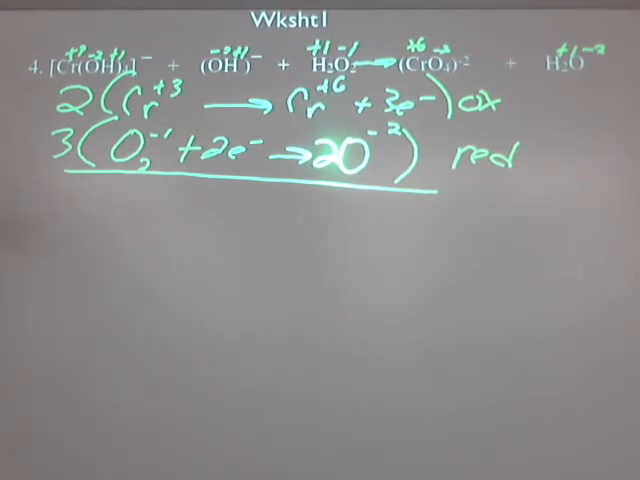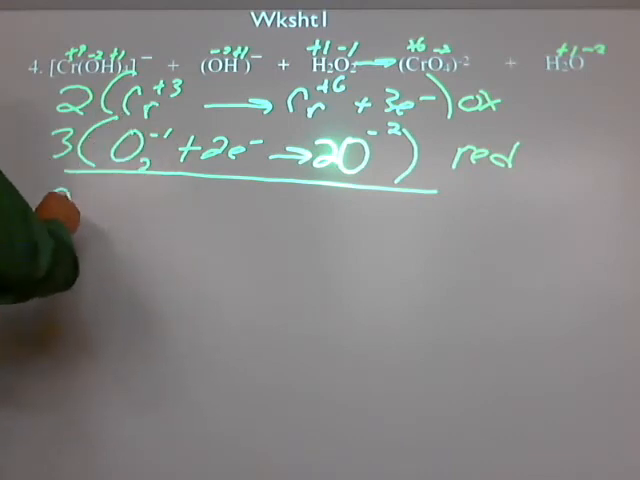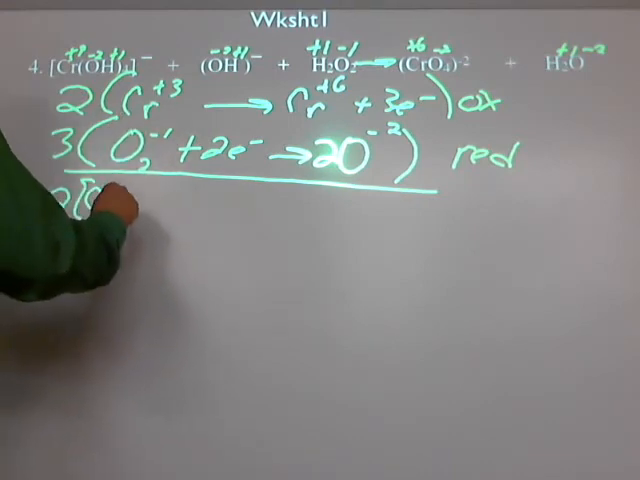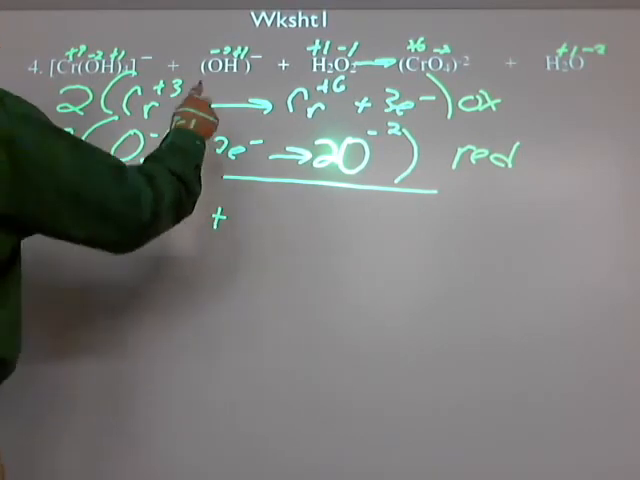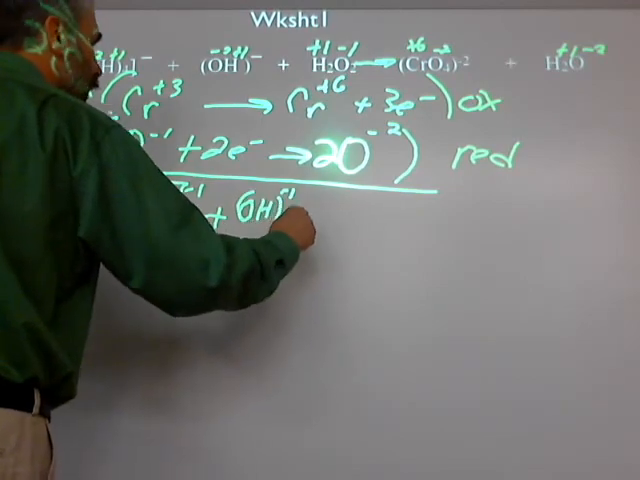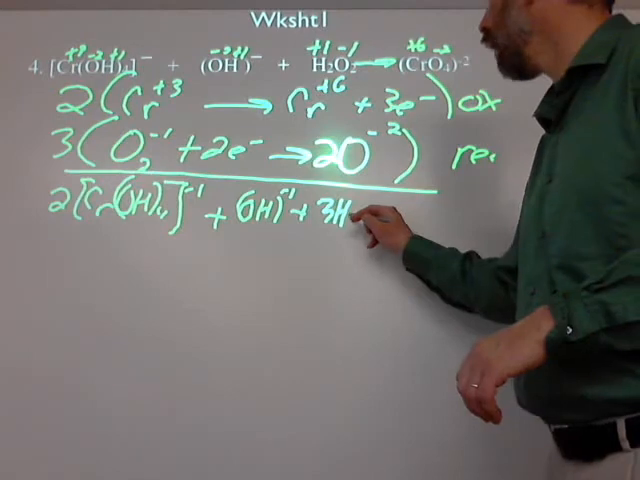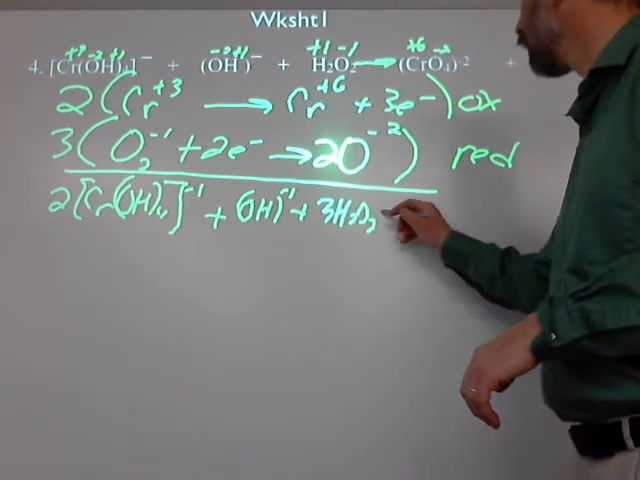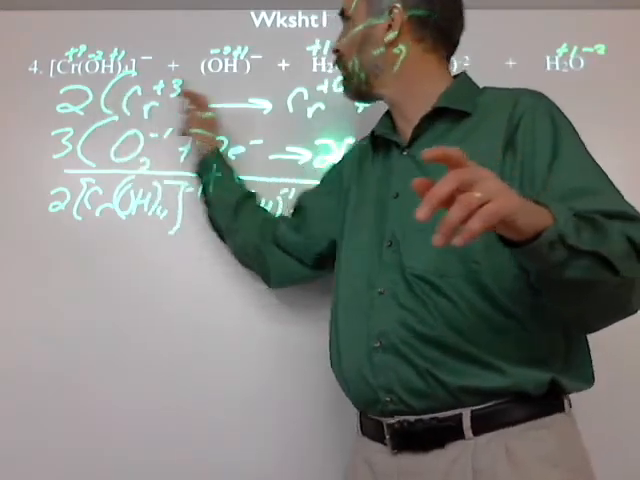I transfer everything down, and let's watch what happens. A 2 goes in front of this one: CrO4 with a -1 charge. The OH, I don't know yet. The hydrogen peroxide, I do know. It's a 3. Now, here's where the mistake comes up. Watch this. The CrO4 has to be a 2, because I know the 2 has to be in front of this one.